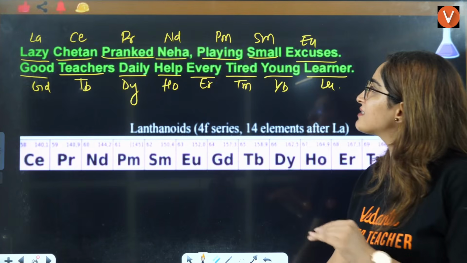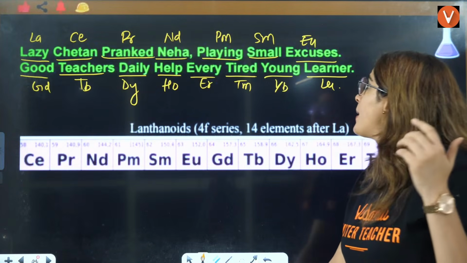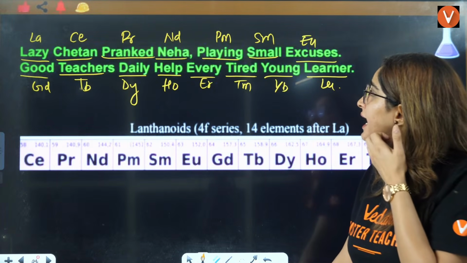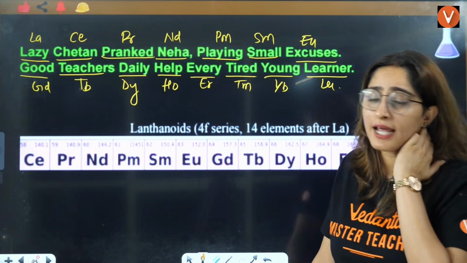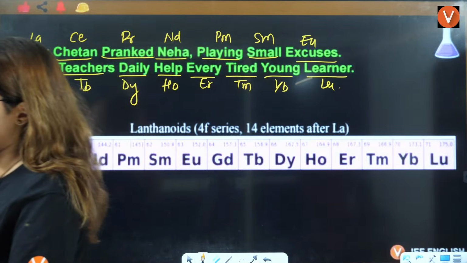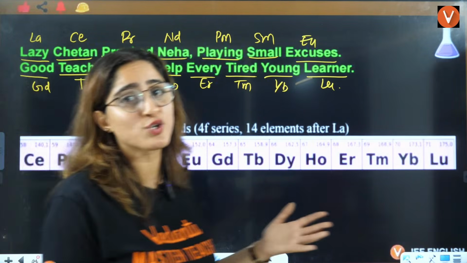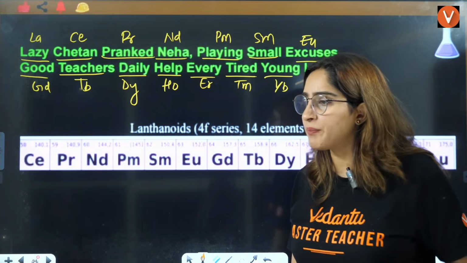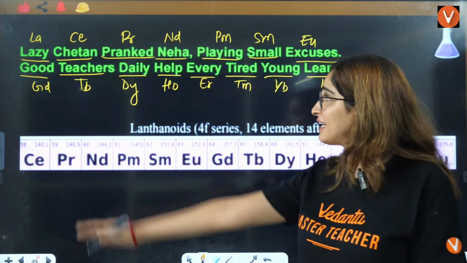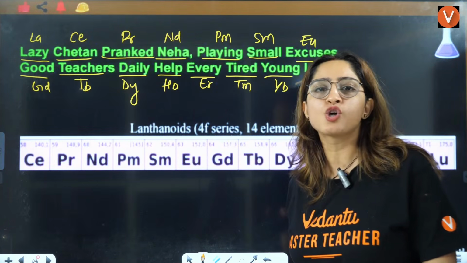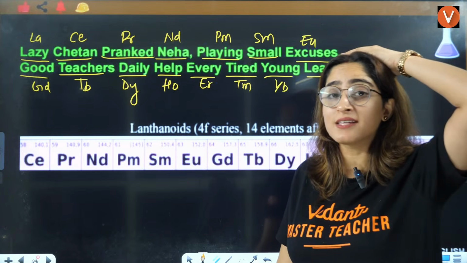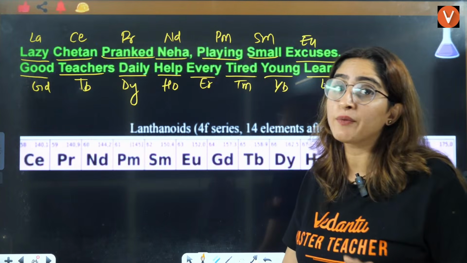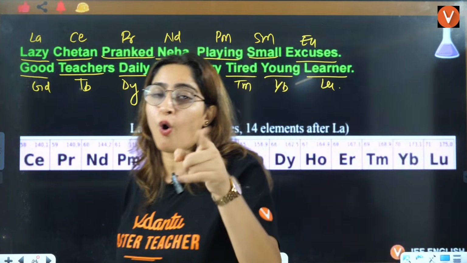So how to remember? Lazy, Chetan, Pranged, Neha, Playing, Small excuses, Good teachers daily help every tired young learner. Do you want to remember this? That's totally your choice, I have no control over it. I would advise you to make your own mnemonic. If you are lazy enough, then go with this mnemonic, but my advice would be to make your own mnemonics related to your own life.